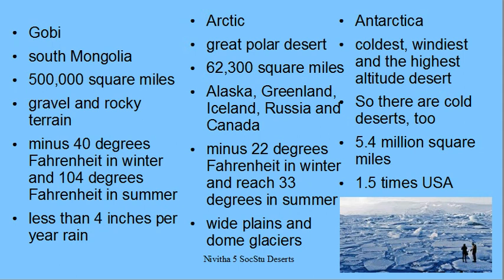So Antarctica is the greatest desert, the biggest desert, but Sahara is the tropical desert, while Antarctic is the cold or frigid desert. It is the windiest and highest altitude. You have a mountain which is highest in Antarctica in the desert. The next highest mountain is in Sahara Desert. There are cold deserts also.